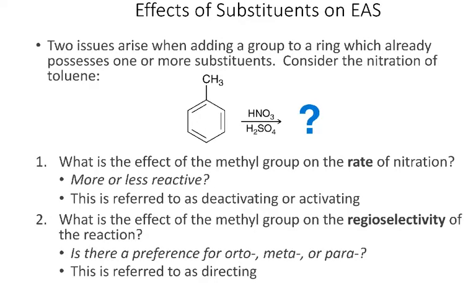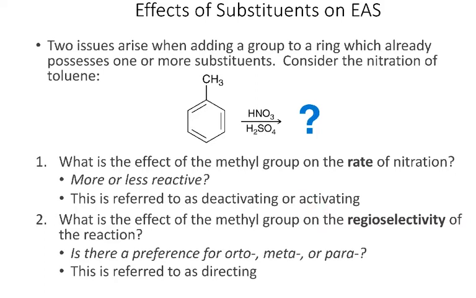So there are two issues that we need to consider when we have a substituent on the benzene ring and we're undergoing an electrophilic aromatic substitution reaction. If we consider the nitration of toluene, the first thing we need to consider is what effect the substituent, in this case a methyl group, has on the rate of nitration. Specifically, is it more or less reactive? This is referred to as deactivating and activating. If it's less reactive, if it reacts more slowly, then it's deactivating. If it's more reactive and it reacts more rapidly, then it's said to be activating.